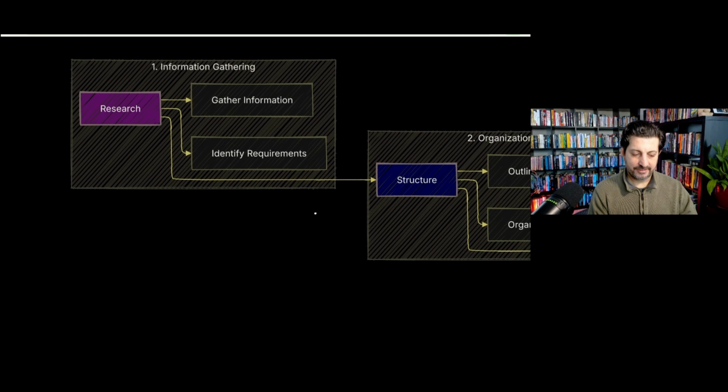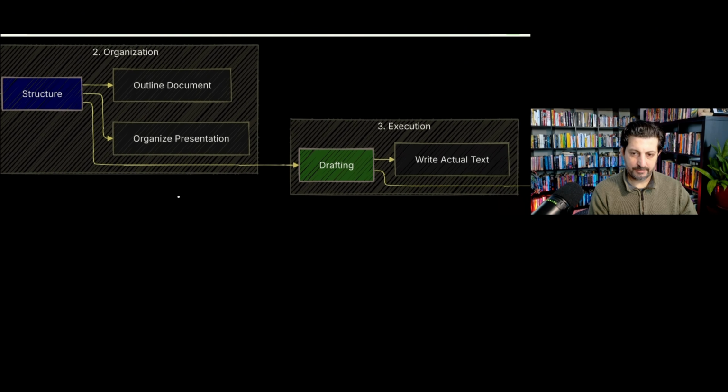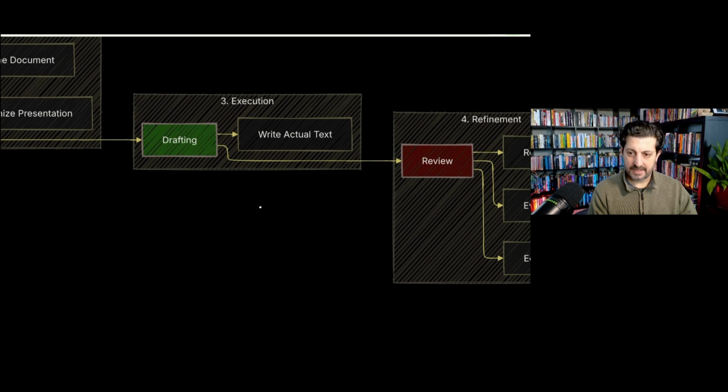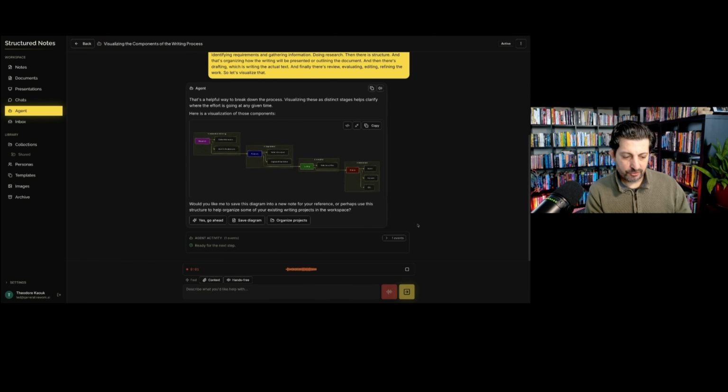Once we see a task as a sequence of activities like this, we can start designing systems that support each stage. That's the key idea behind building AI workflows. Okay, let's try applying this to a real-world workflow.